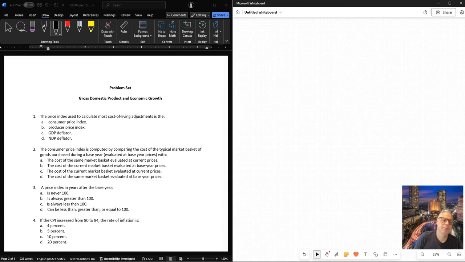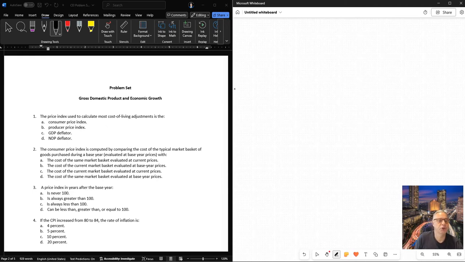Okay, so here the emphasis is on the cost of living adjustments. But we have two price indices. One is the consumer price index, the other one is the GDP deflator. Of course, there are other ones too, but when it comes to the cost of living, we focus on a basket of goods which is held constant over time, except that we change the prices for the same basket.